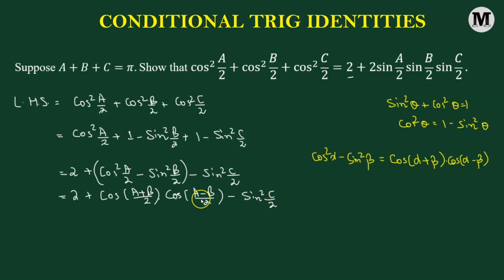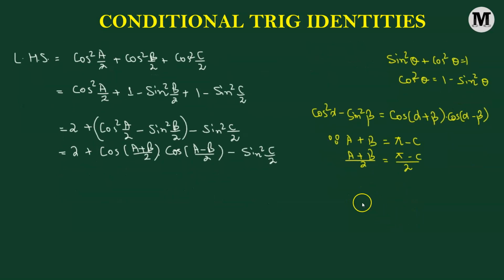Now let's work with cosine of A plus B over 2. Here we make use of the fact that since A plus B plus C equals pi radians, can we not say that A plus B equals pi minus C? Now we divide both sides by 2 such that we get A plus B over 2 equals pi minus C divided by 2. Now we take the cosine function of both sides. That gives us cosine of A plus B over 2 on the left hand side, and on the right hand side we have cosine of pi over 2 minus C over 2. What is cosine of pi over 2 minus C over 2? This is simply sine of C over 2.